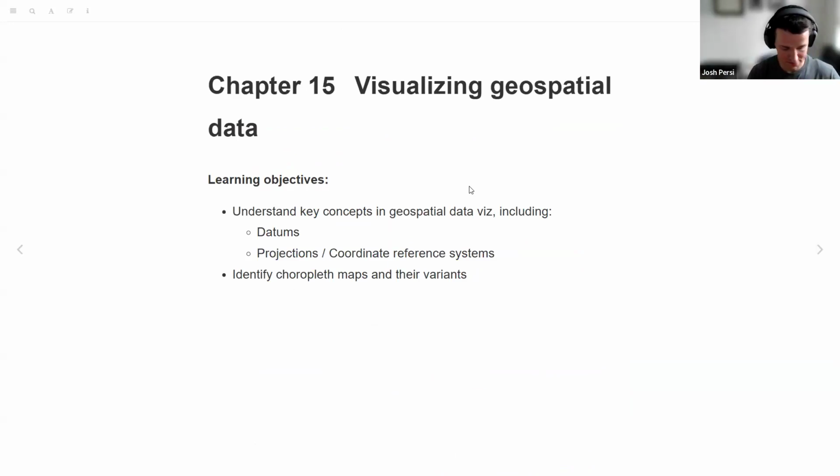The next chapter is totally different. We're leaving trends behind us, and we're talking about visualizing geospatial data. Again, a pretty high-level treatment of the topic, I think. I struggled to find some key concepts, so let me know if you have any. But what I think we can get out of this chapter is an understanding of the key concepts in geospatial data viz, including some terminology like what is a datum, what are projections, coordinate reference systems, and why do they matter when visualizing data. And we can identify some choropleth maps and their variants.